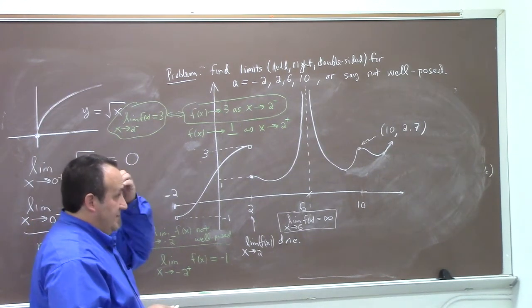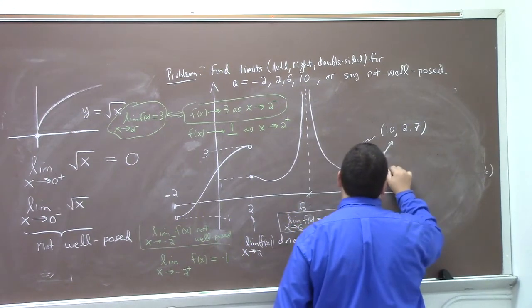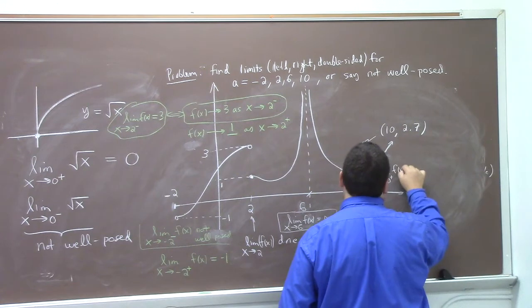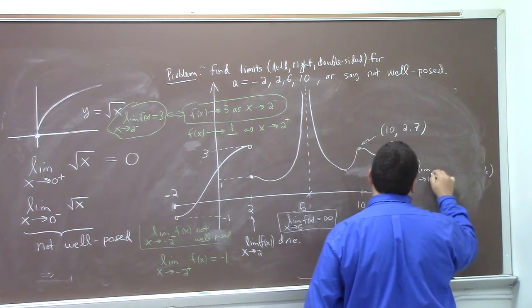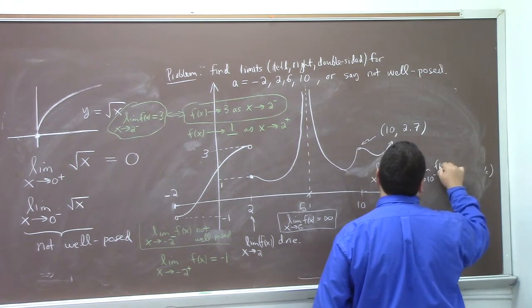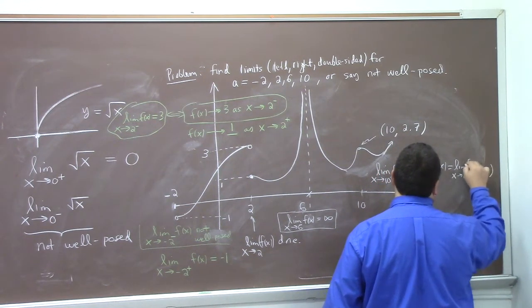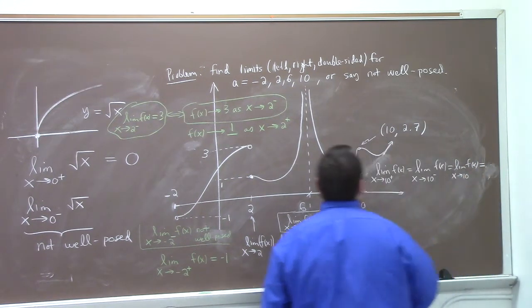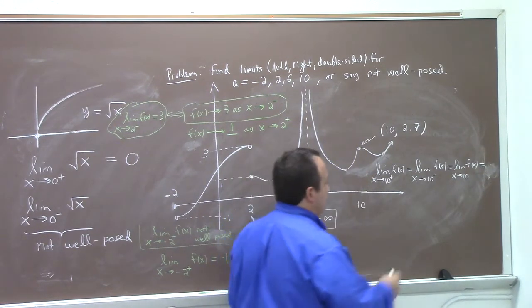And how about at 10? What do we got? The limit as x approaches 10 from the right is equal to the limit as x approaches 10 from the left, which is equal to the limit as x approaches 10 from both sides. And what is it equal to? I told you this point. 2.7. Yeah, 2.7.